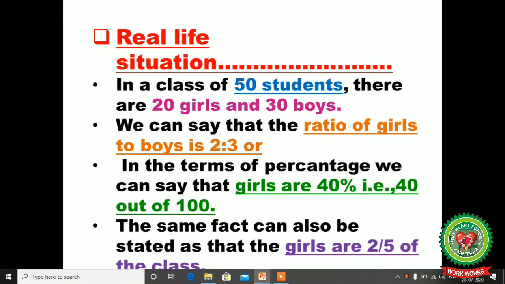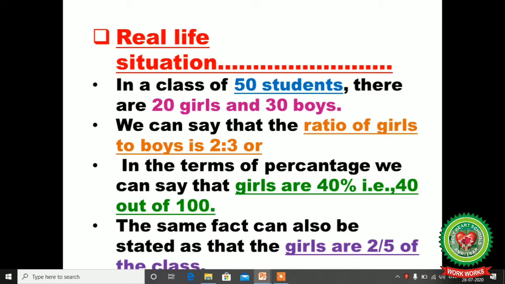Real life situation. In a class of 50 students, there are 20 girls and 30 boys. So see, total number of students in the class 50 students, 20 girls and 30 boys. We can say that the ratio of girls to boys is 2:3. Yes, it is quite easy. 2:3 means 2 for the girls and 3 for the boys.